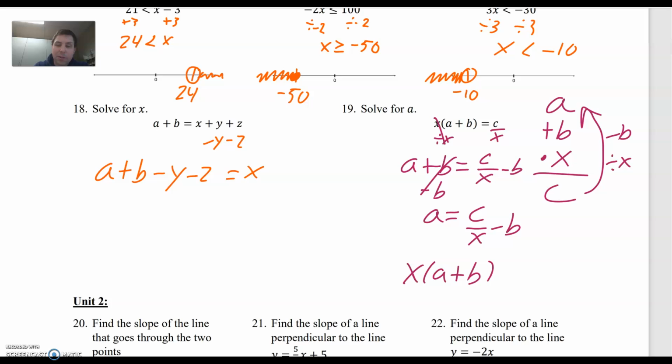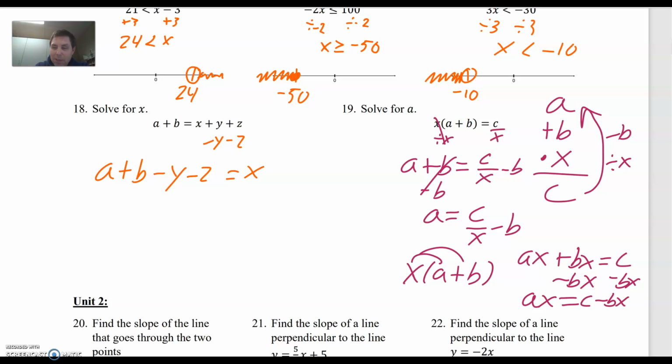I've seen people distribute the x through, so that would be ax or xa plus bx equal to c, and then all I would need to do is subtract the bx. I'm running out of space here. You get ax is equal to c minus bx, and then you would divide by x. So if you got the answer of c minus bx over x, or if you divided both pieces by x, this would be acceptable as well. So I just want to show you these two different methods for that one.